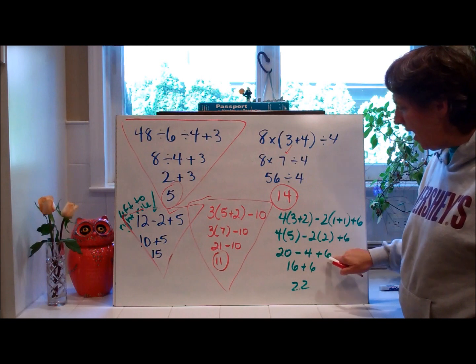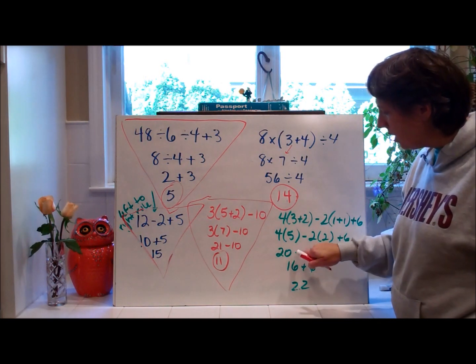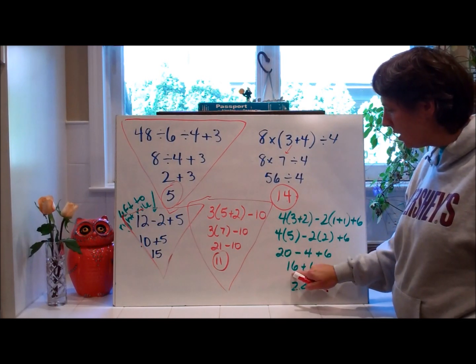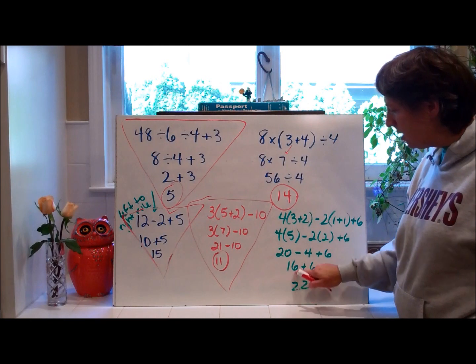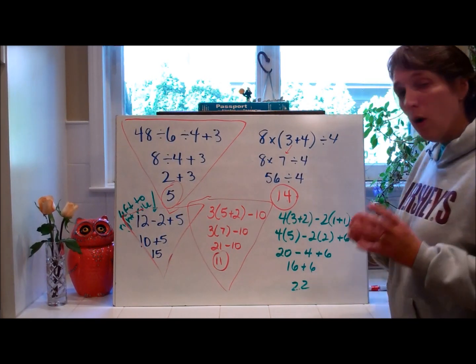Again, do not add these two because it's not more important. Addition doesn't come before subtraction. It's left to right. 20 minus 4 is 16. Bring down the 6. 16 plus 6 is 22. Okay. I hope you did well.